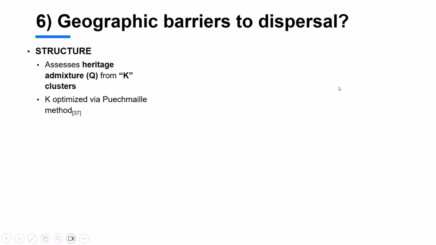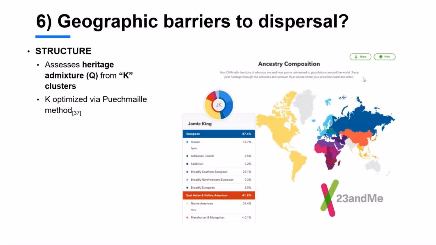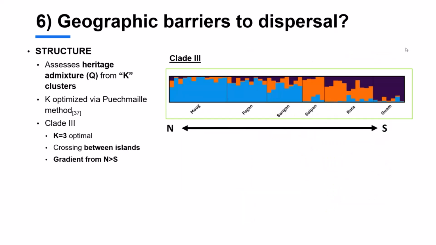Another way we can answer the question of if there are any geographic barriers to dispersal is through the calculation of structure. So structure attempts to assess the heritage admixture, or Q, across a theoretical number of clusters, or K. And the best way that I think you can understand these results is through potentially something you might be a little bit more familiar with, like 23andMe results. So when you get those back, you get a certain percentage of your genetic heritage related to a specific geographic region.